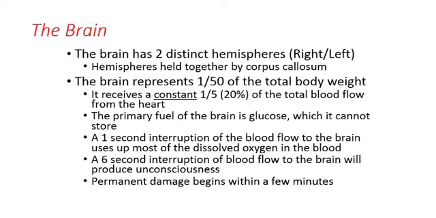The primary food of the brain is glucose. It can't store glucose, unfortunately, but astrocytes convert the glucose to glycogen, and the astrocytes then can store the glycogen that can be later converted into energy. Just a 1-second interruption of blood flow to the brain uses up most of the dissolved oxygen in the blood. And a 6-second interruption of blood flow to the brain will produce unconsciousness, and permanent brain damage will actually begin within a few minutes after blood flow ceases to the brain. What causes the interruption? A hemorrhage, probably a bigger hemorrhage of losing a lot more blood, or if somebody is suffocated, for example, or things of that nature.